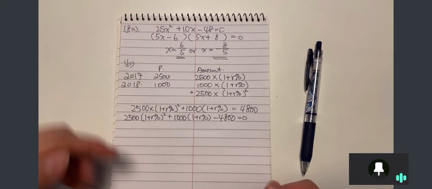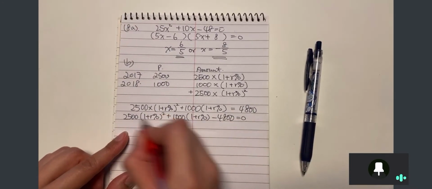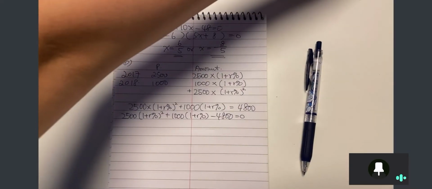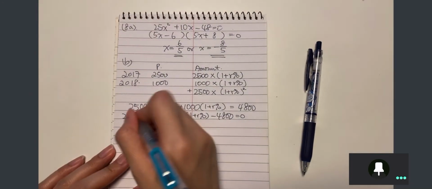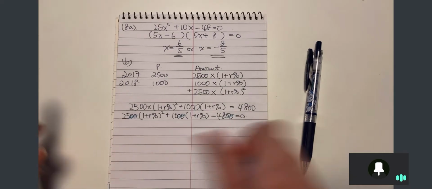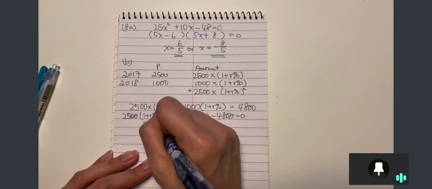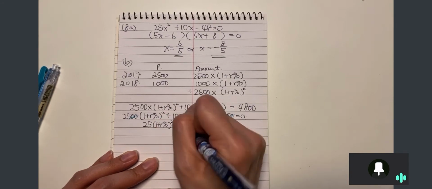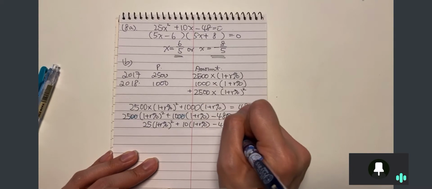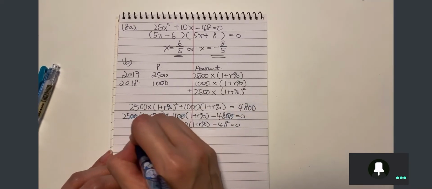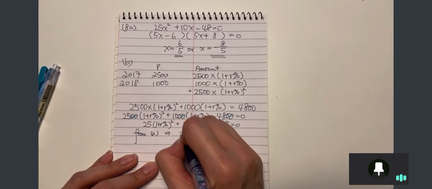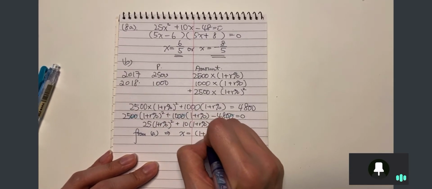You can see that some more thing you can do is divide the whole equation by 100. Divide by 100. No more 100. Okay, the whole equation divided by 100 is 25 something squared plus 10 something minus 48, right? And then from the results from part A, you may say that x equal 1 plus R%, right?